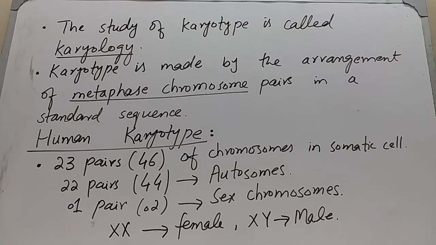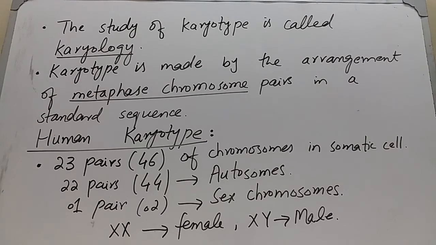And how is this karyotype arranged? It is made by the arrangement of metaphase chromosome pairs in a standard sequence. Karyotype is made at the metaphase stage of chromosomes. When the chromosomes are in the metaphase stage and in the form of homologous pairs, then their sequence is arranged, and it's easy to study.